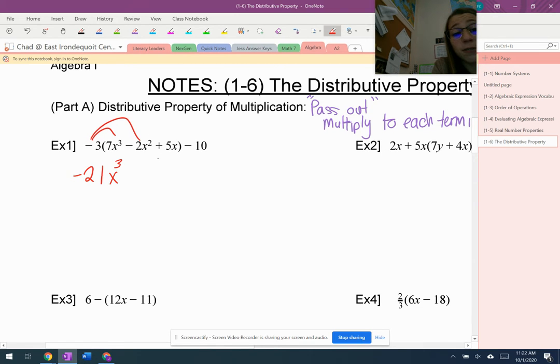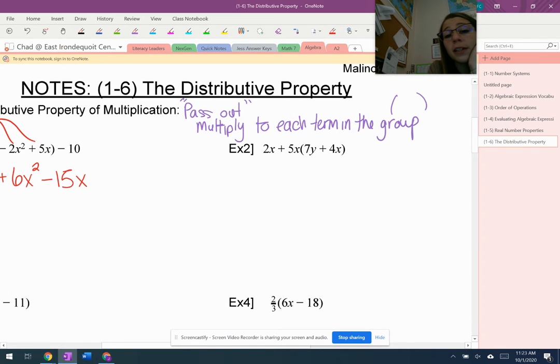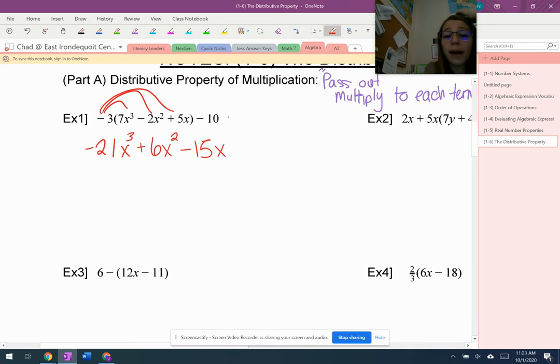-3 times a -2x squared is going to be a positive 6x squared. And -3 times a positive 5x is going to be -15x. Now, does the 10 get multiplied by that -3 as well? Definitely not, because it's not inside of the parentheses. That's what we mean by passing out to each term in the group inside those parentheses. So I can just carry down that -10. There's no like terms, so I'm good to go.